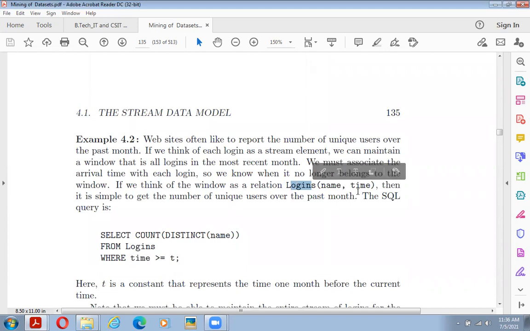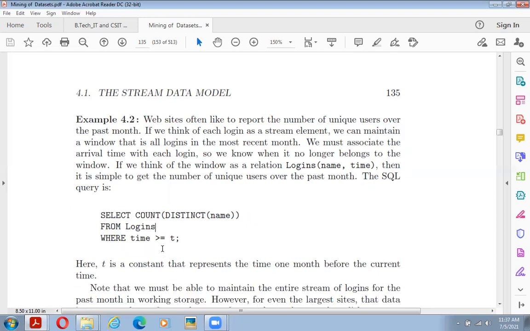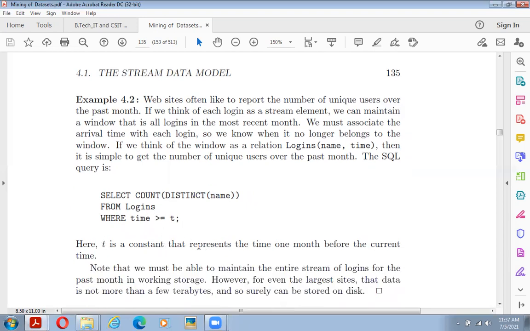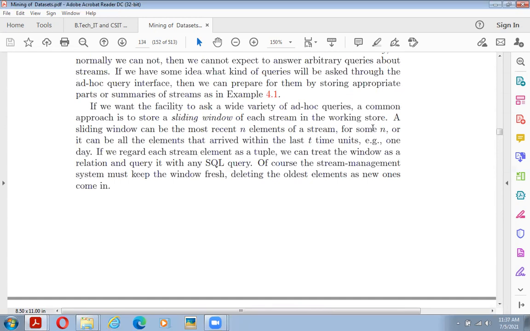Logins relation is the name and time. So which stream has arrived at this time, and then we create a query for getting the things done. Here we are selecting account, which is the distinct element, distinct name, from login, and we define t. The t must be greater than or equal to the constant present time of 1 month before the current time. So we're trying to implement this definition within the coming example.